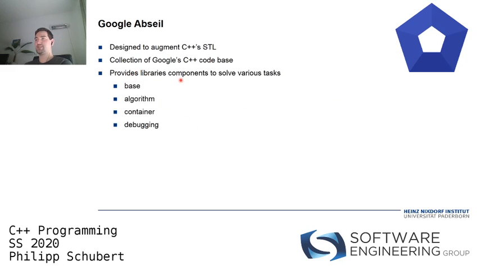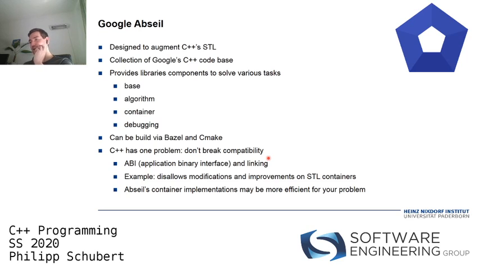It also provides various library components to solve various tasks. Here is just a bunch of them. It provides much more. It provides base functionalities, different kinds of algorithms. It also provides some really nice containers, different from the standard containers of the STL, and also some other STL implementations, and also functionalities for debugging and all that good stuff. And it goes on and on, not forever, but it provides lots more than I just wrote down here. You can build the library using the build system called Bazel, but you could also build it using CMake. It also works.